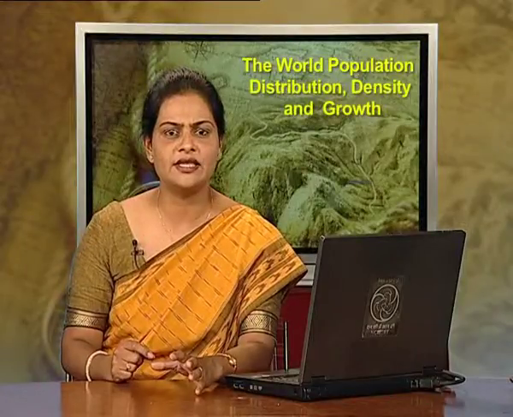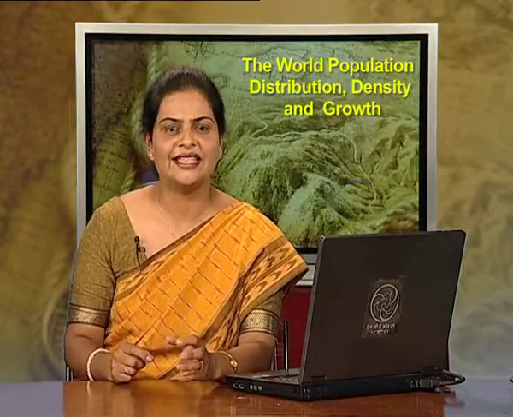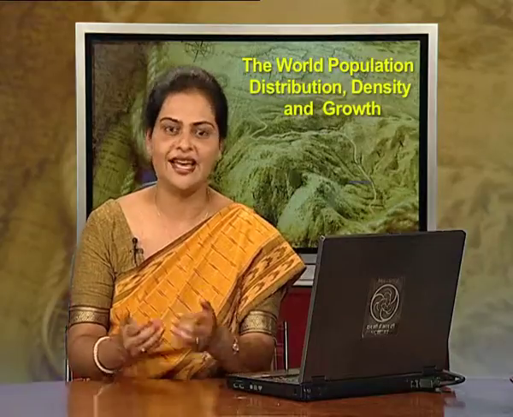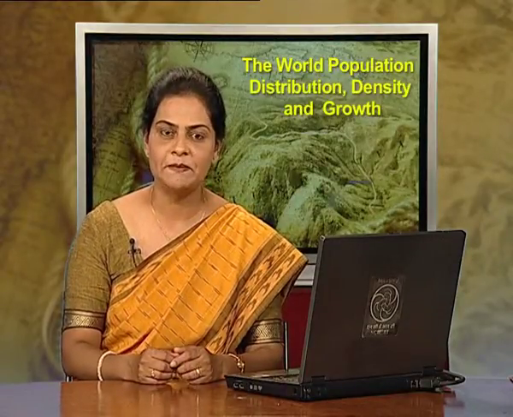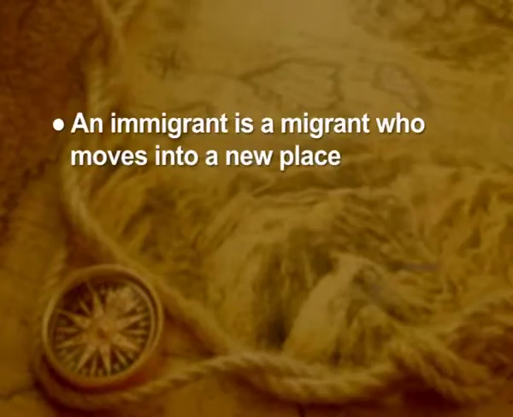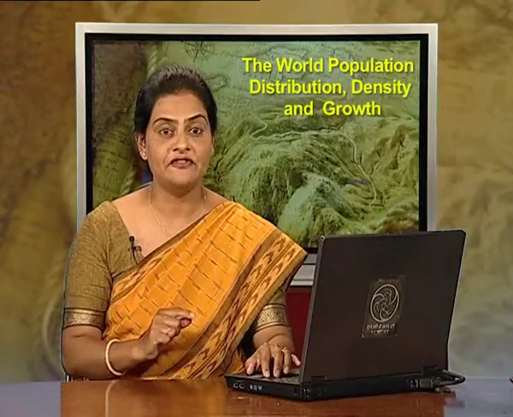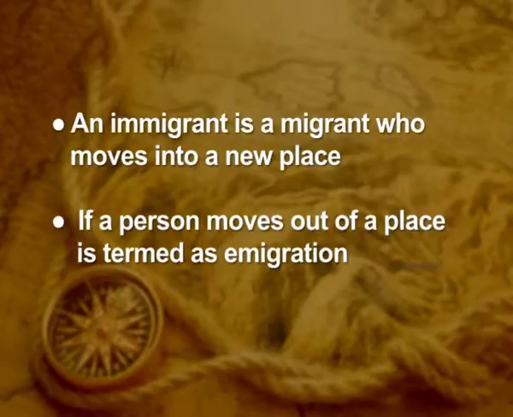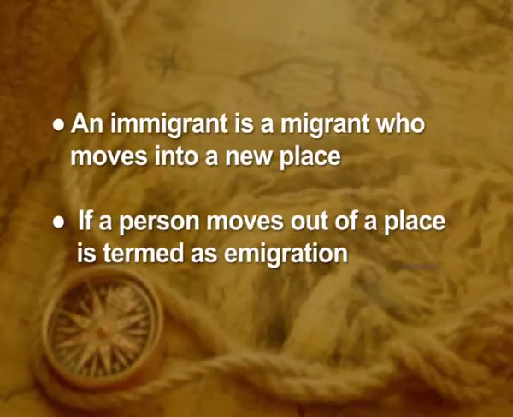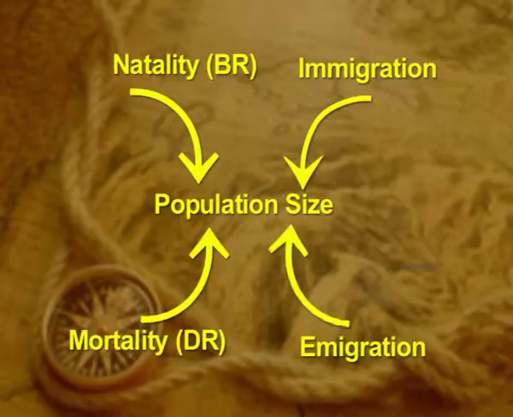Do you realize that the same person is an immigrant and an emigrant at the same time? An immigrant is a migrant who moves into a new place. And if a person moves out of a place, it is termed emigration, no matter what. But both change the population size.